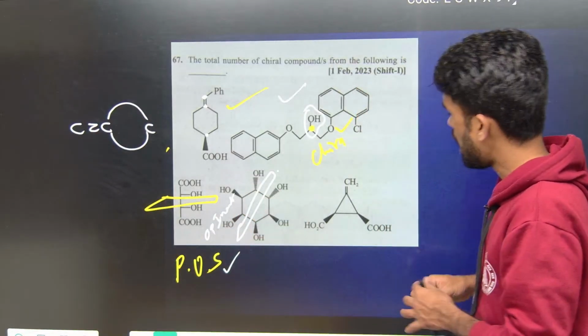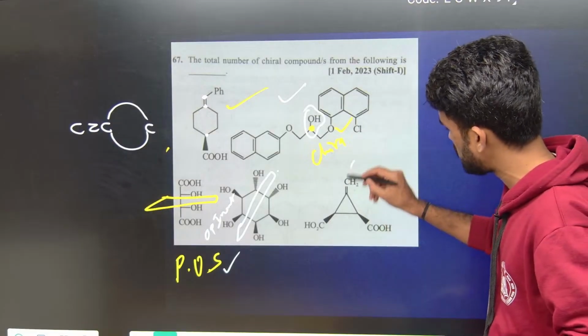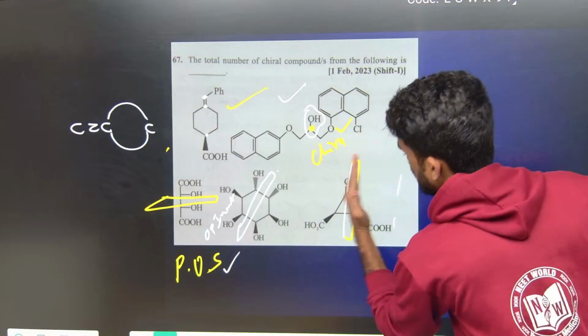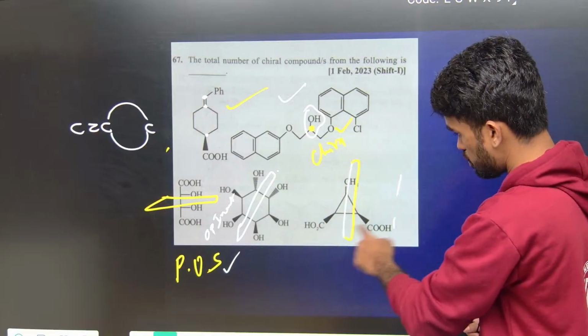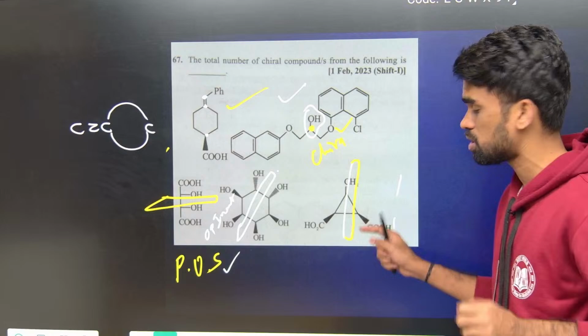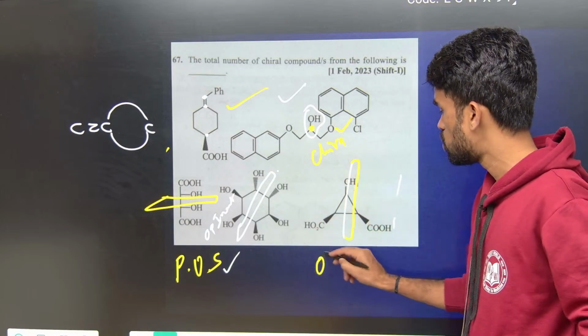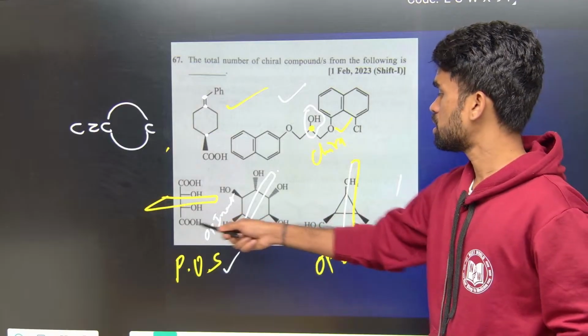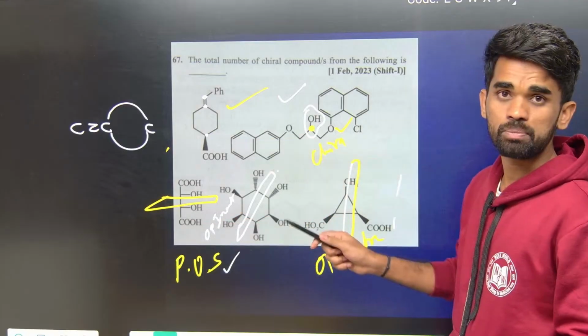What about this? You can also pass a plane like this. If you pass the plane like this, it divides the molecule into two equal halves, and this is above the plane, this is also above the plane, both are carboxylic acid groups only. So this is also optically inactive. Therefore the bottom three are optically inactive and the top two are optically active.